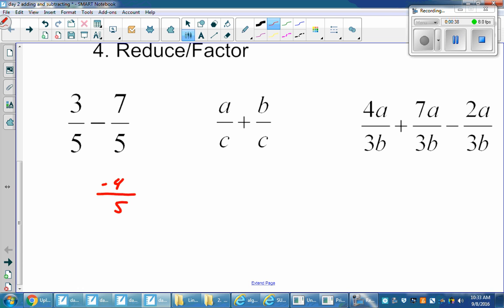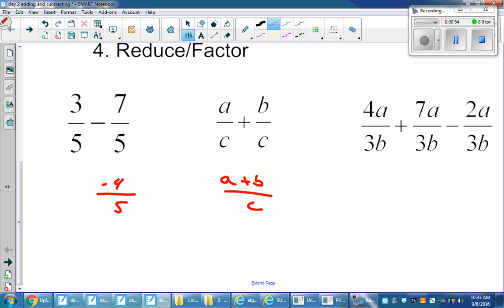Second example, again, we have two fractions that already have like denominators, so I'm going to take the numerators and put them together. It's going to be a plus b and then divided by c. In my last example on this slide, I have three fractions. Again, I look at all three denominators, they're the same, so I'm going to combine like terms in my numerators.